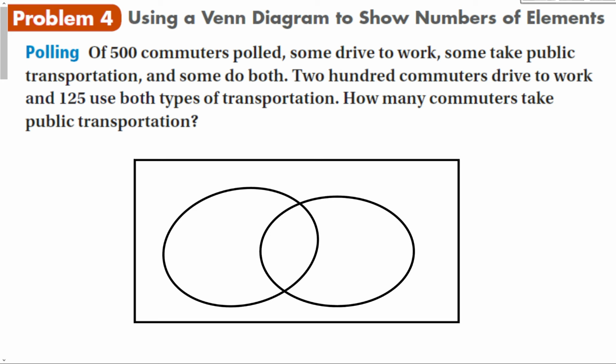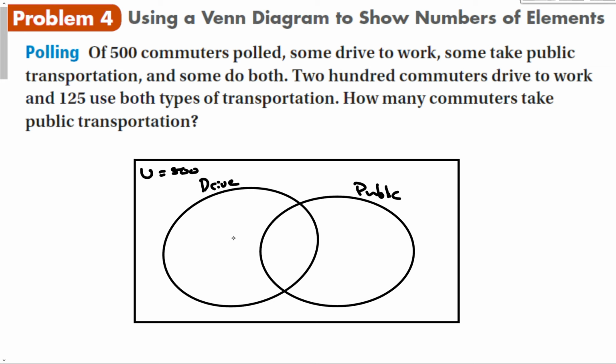Okay, so the left group will say these are drive and these are public. Okay, so 500 is my universe. There are 500 people in this survey. Some drive to work, some take public transportation. 200 commuters drive to work.